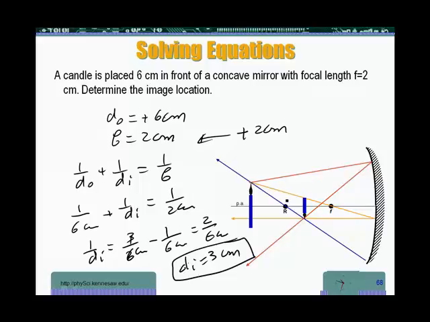Now, the question here is not asking, but what about the magnification? Magnification is minus di over do. So in this case, it's going to be minus 3 centimeters over 6 centimeters. So it is minus 1/2. So the image is going to be half as big, upside down, and 3 centimeters from the mirror. And the real image is half as big, real, and inverted.